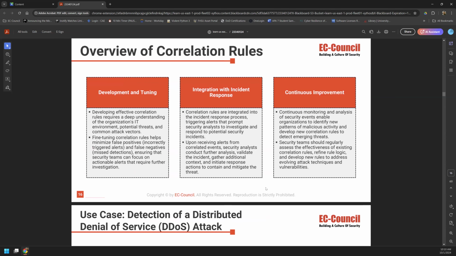On the development and training side, how to get people to identify those types of attacks, and integrate that into the incident response process, triggering alerts that would prompt the security analyst to investigate the incident, and then being able to receive those alerts and gather additional context as we go through. And then more importantly is always going to be continuous improvement, making sure that we identify new patterns of malicious activity, develop new correlation rules to detect emerging threats, and make sure that the existing correlation rules are going through there. A good example of this is the proxy that we were working on this morning.